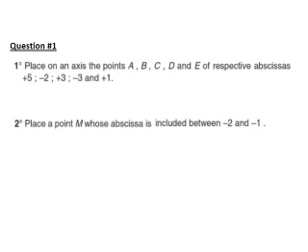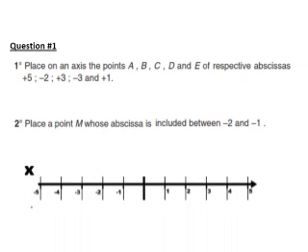Starting with the first question, I have to place on an axis the points A, B, C, D and E of respective abscissas plus 5, minus 2, plus 3, minus 3 and plus 1. First of all I have to draw the axis of abscissa. As you see, everything to the right is positive, everything to the left is negative, and the origin is exactly in the middle. So starting with the first point, which is A, it has an abscissa plus 5, so it's to the right. As you see, this is the point A.